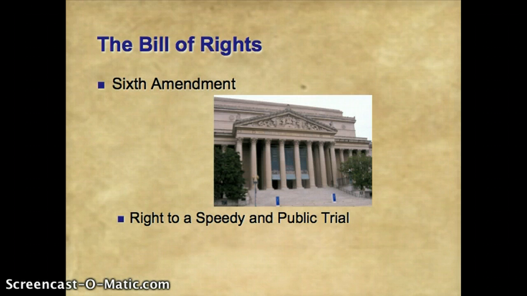The Sixth Amendment guarantees the right to a speedy and public trial. The public part of it means in front of a jury. The speedy part means in a reasonable amount of time. You can't be held for an extended period of time without a trial date set. It also guarantees that you have the right to legal counsel, to be represented by a lawyer.